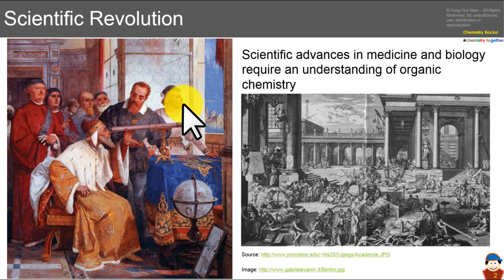We know that scientific revolution has happened in the past and it will happen in the future. So scientific revolution leads to safer and more effective medicine, cures for genetic diseases, increased lifespan, improved quality of life. Over millions of years, we have come so far to the stage we are today with this advanced technology. And the advancement in medicine and biology requires a deep understanding of organic chemistry. And that's exactly the reason why we need to study chemistry, and in particular, organic chemistry.